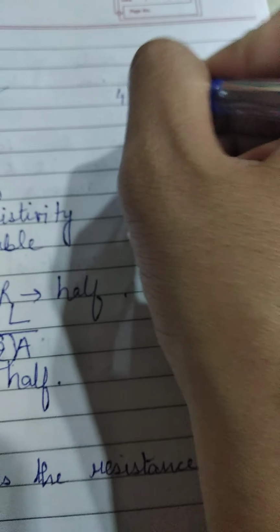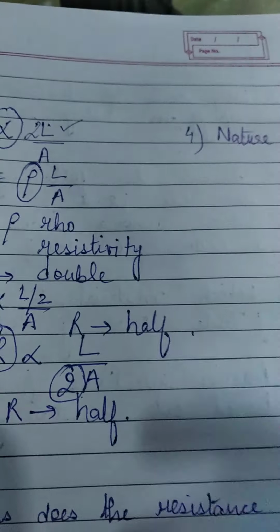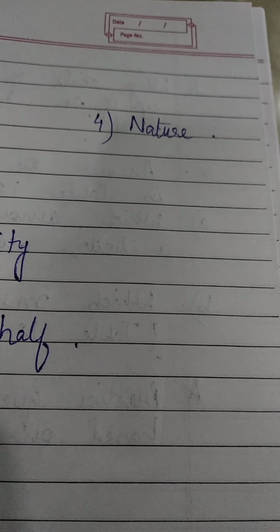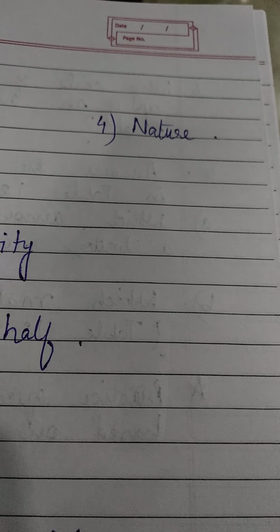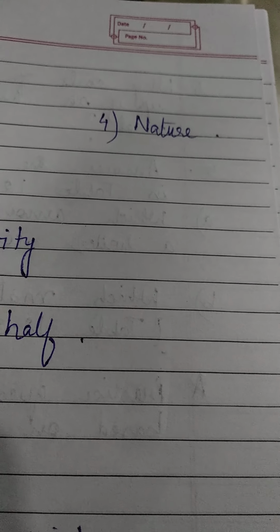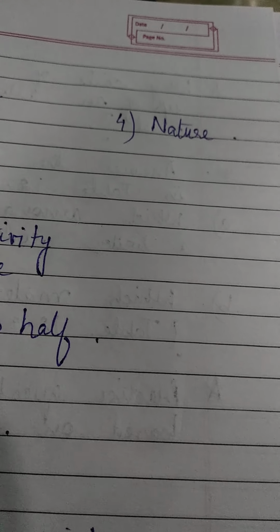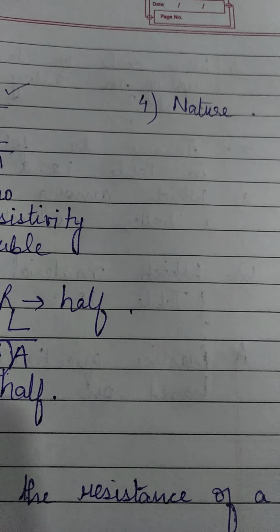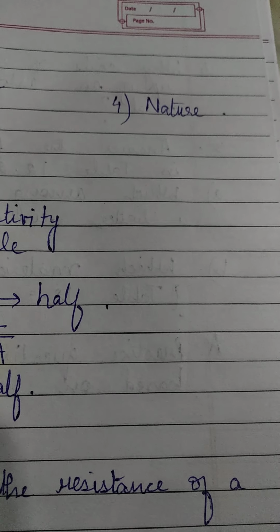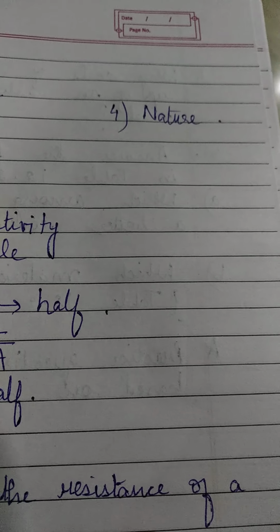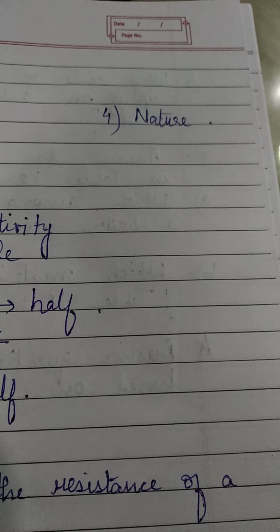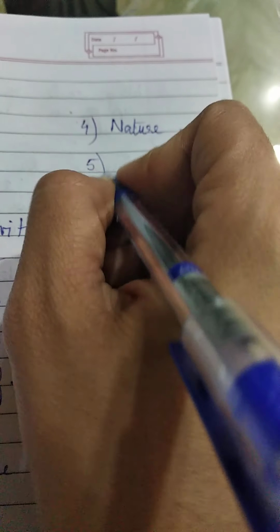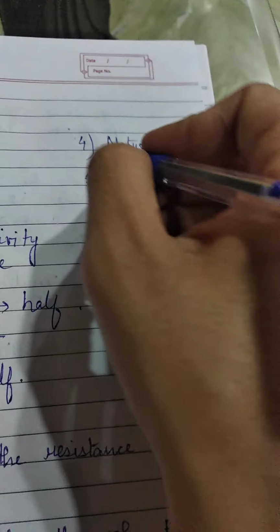Next is nature. As I have told you, every material will have its own characteristic property known as resistivity. So it will depend from material to material how it will resist the flow of current through itself. A copper and a nichrome wire have different resistivity. Copper has a lower resistivity, therefore it will allow current to pass through itself easily as compared to nichrome. The fifth is temperature.